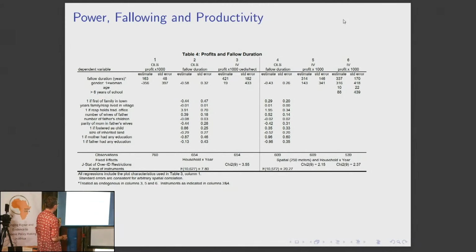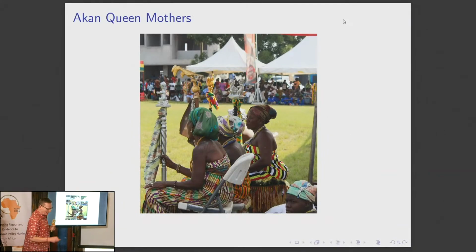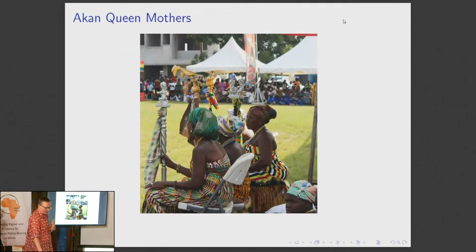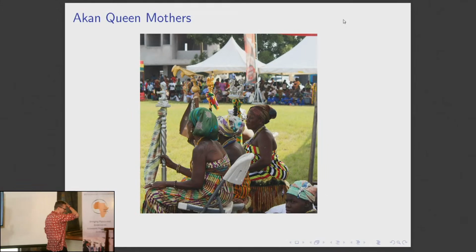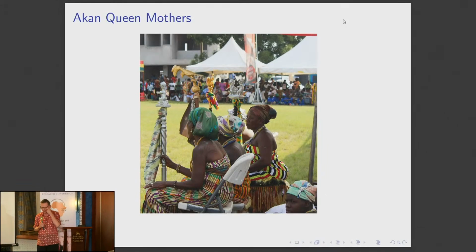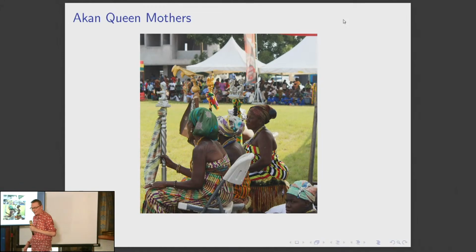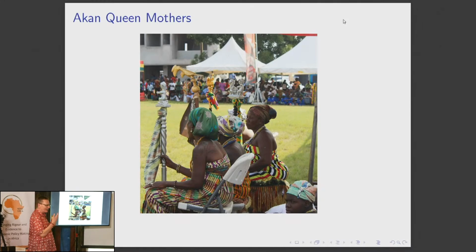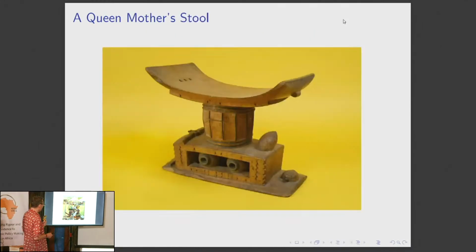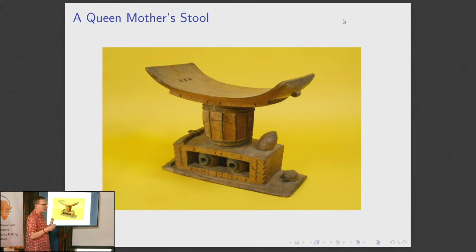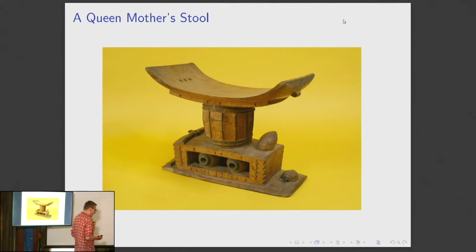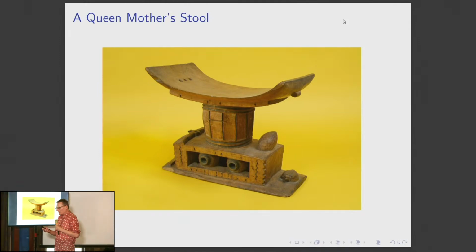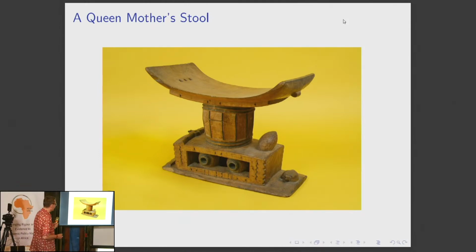Okay, so what I find funny about this story is that I don't know that much about Akan society. I know a little bit because I had a Ghanaian PhD student, and they have powerful women in Akan society. They have queen mothers. Queen mothers have stools. Who decides? So in Akan society, you have these chiefs. Who decides who becomes chief in Akan society?